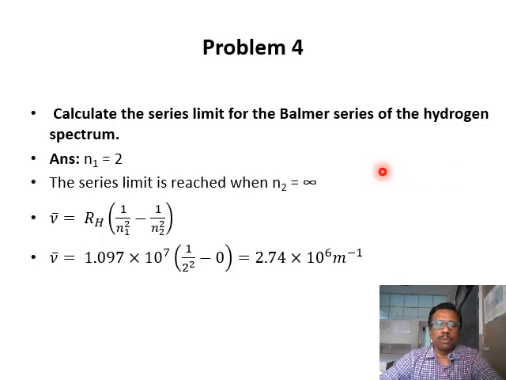Problem number 4. Calculate the series limit for the Balmer series of the hydrogen spectrum. So here N1 is equal to 2 for the Balmer series, and the series limit is reached when N2 is equal to infinity. Substitute these two values in the Rydberg equation. This is the Rydberg equation. 1 by 2 square minus 1 by infinity is 0. Therefore, 2.74 into 10 power of 6 is the answer.